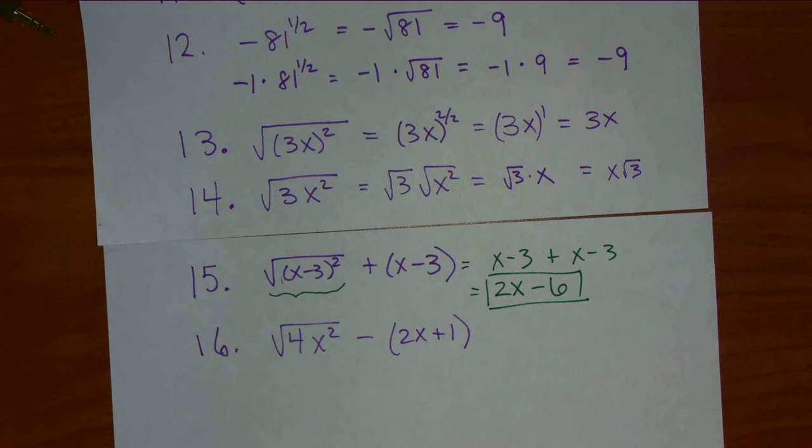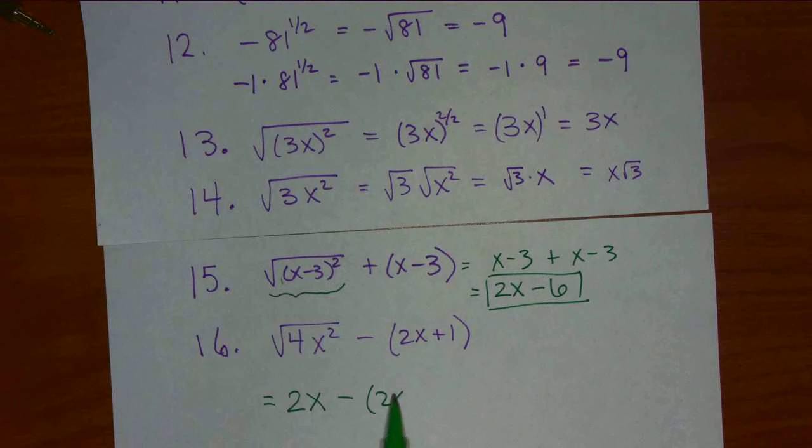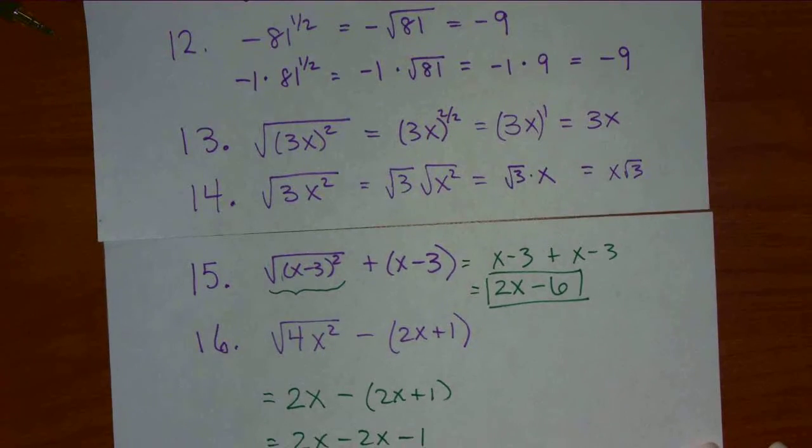What about the next one? This? 4x squared. You can do the square root of 4 and the square root of x squared. So 2x. Square root of 4 is 2. Square root of x squared. Now what's that minus in front of this bracket do? Minus 2x and minus 1, right? So this is 2x minus 1. Be careful of that. 2x minus 2x is 0. They cancel, so the answer is minus 1.